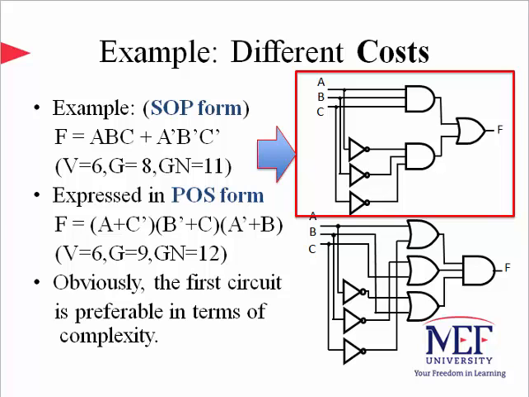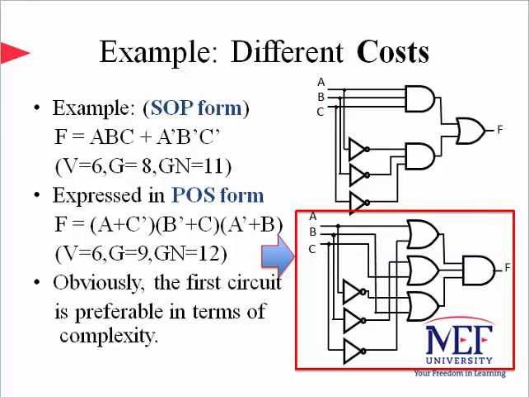If you alternatively express the same function in POS form, we get the function (A + C')(B' + C)(A' + B)... specifically, A plus C prime in parentheses, B prime plus C in parentheses, and A prime plus B in parentheses. It is left as an exercise to verify the equivalence of these expressions. The logic block diagram that corresponds to this Boolean expression is shown on the right as well. The cost criterion in this case would be L equals 6, G equals 9, and GN equals 12. Obviously, the SOP form gives us a less costly implementation, and therefore it might be preferable over the POS-based implementation.